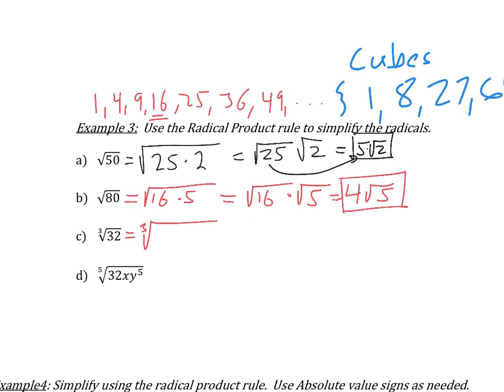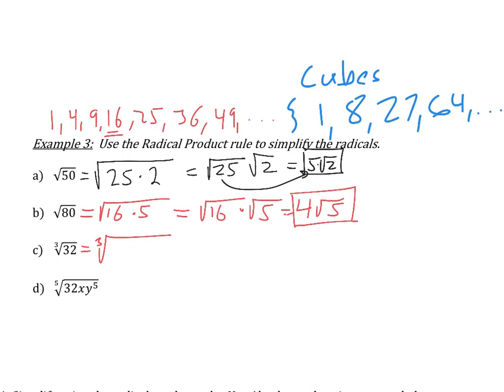Well, which one of these is a factor of 32? Well, 8 is. 8 is a factor of 32. So we want to write this as 8 times 4. And so we can break this into 2 cube roots. All right? And that's going to give us, we know the cube root of 8. The cube root of 8 is 2. We do not know the cube root of 4.